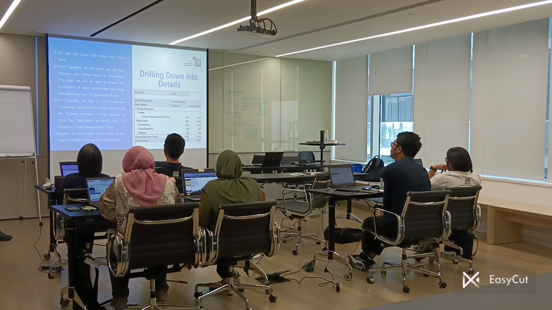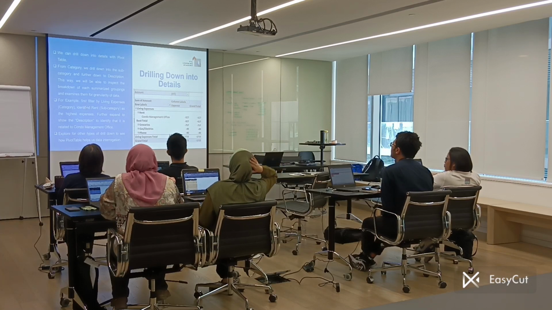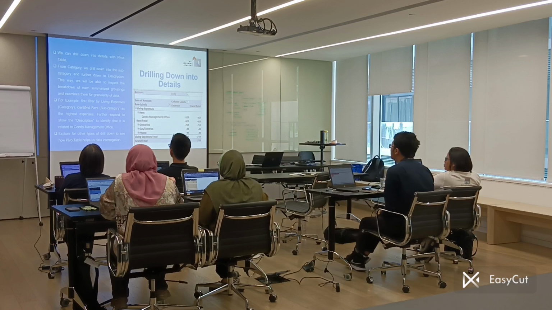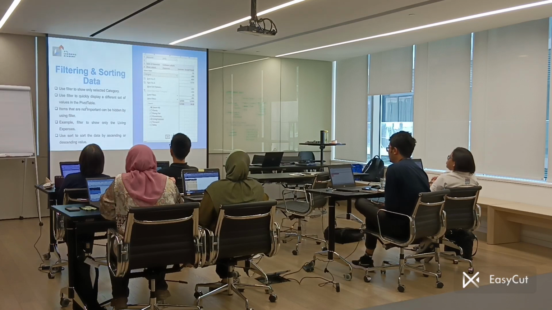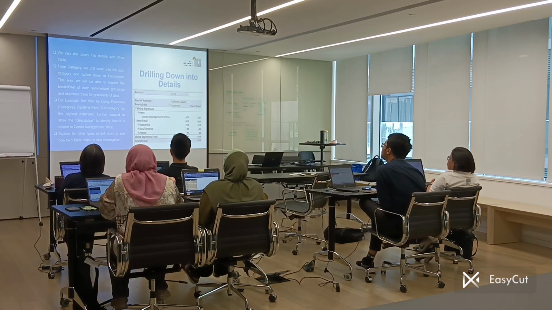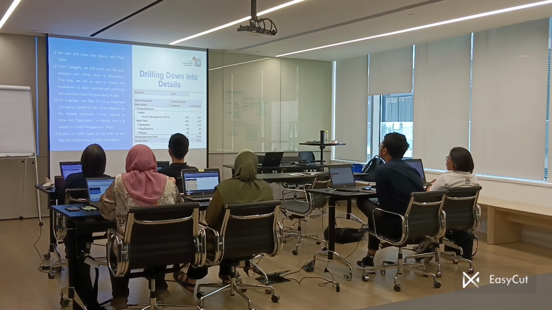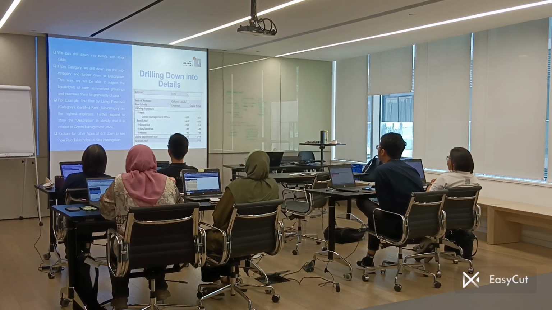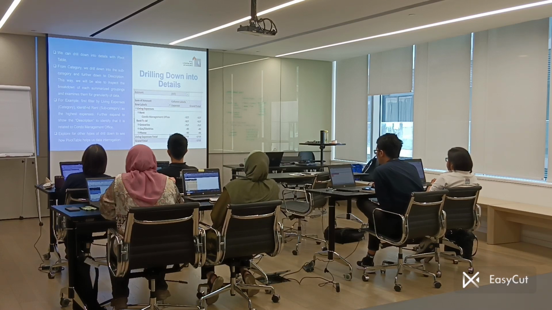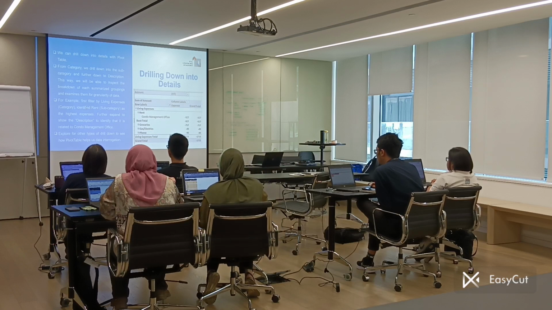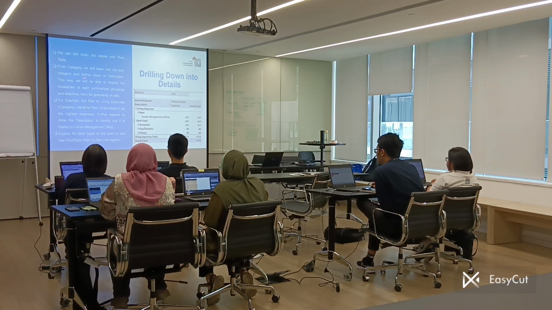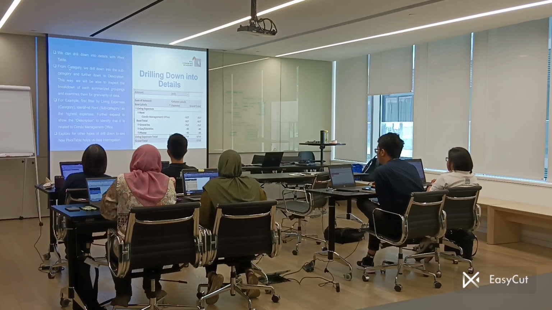Okay, next is on drill downs. So how do we drill down a pivot table? In this example, we have multiple category and subcategory, and then we have also the filtering. So after you have done the filtering, you use drill down. This example is from category.